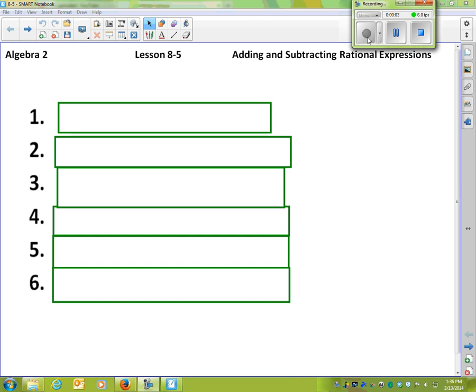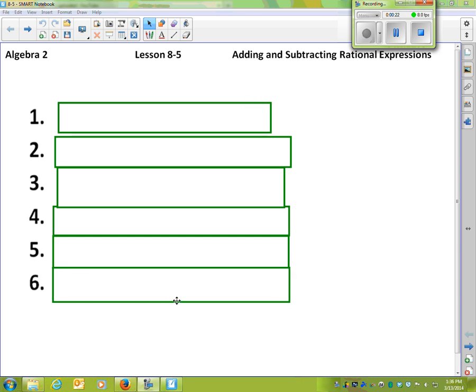Welcome to Lesson 8.5, Algebra 2. We get to explore the exciting world of adding and subtracting rational expressions. Nothing's better than adding and subtracting fractions, except that you get to factor and FOIL and cancel. This is going to be a great lesson.